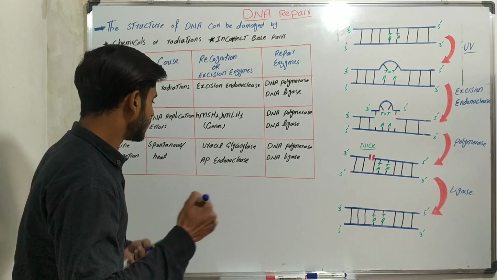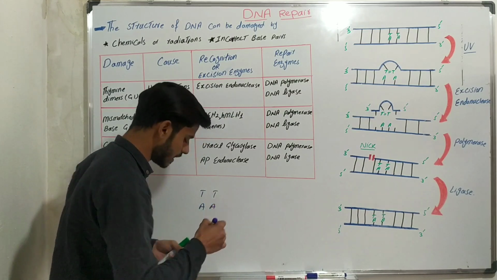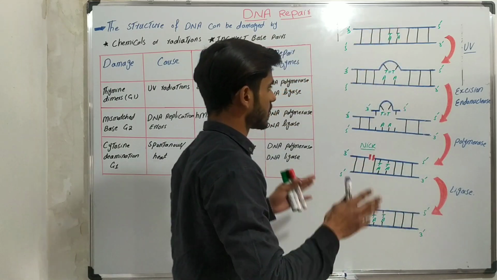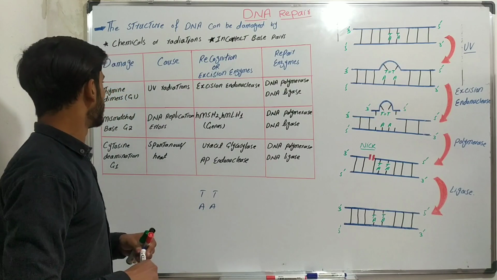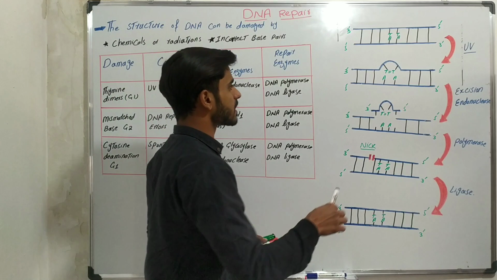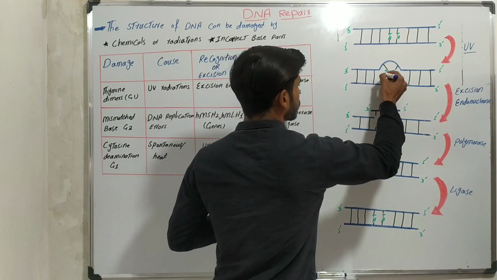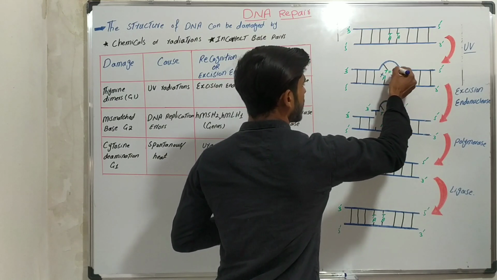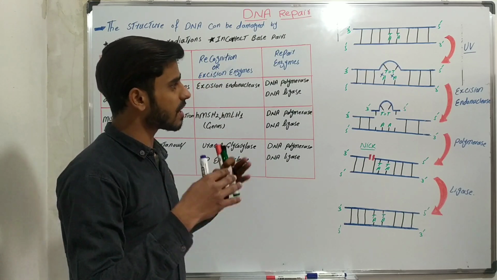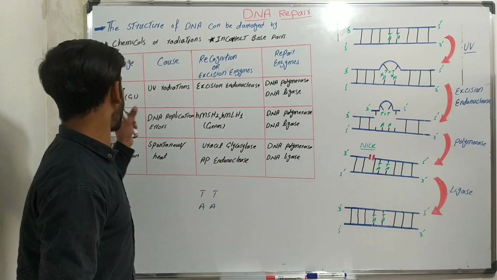You know that thymine always forms a bond with adenine. Look at this, thymine forming the bond with adenine. This is the normal complementary DNA strand. But what are thymine dimers? In thymine dimers, the two thymines will not form a bond with adenine. They can form covalent bonds with each other. Two adjacent, neighboring thymines can form covalent bonds with each other. It will cause the formation of thymine dimers.